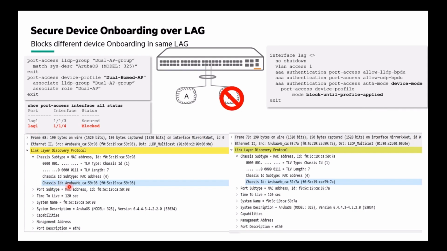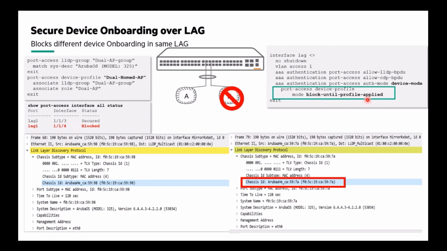So this is APA onboarded and this is the LLDP chassis MAC ID of APA. Now, if a different device tries to onboard, whether the LLDP chassis MAC address is the same or not will be verified. Here, it is a different one. We do not allow different chassis IDs to be onboarded over the LAG interface, and that is the reason APB has been blocked. This is achieved using the port access device profile mode as block until profile applied.